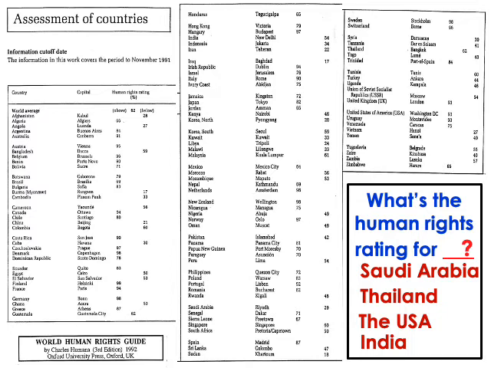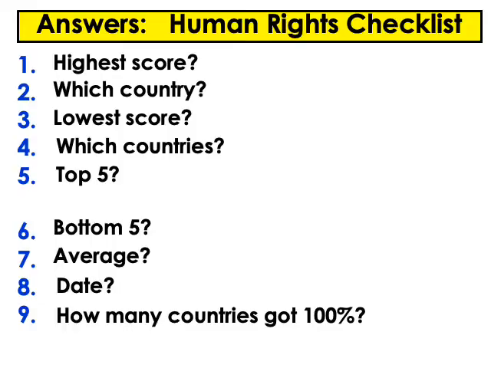With this paper, we do a short series of questions, okay, with these country assessments. I ask students, find the highest score. And they look, the highest score is 99%. Which country got 99%? Finland, wow. Finland, on a checklist of 40 human rights, is almost perfect, 99%. That's pretty amazing. That's the best score in the world for human rights.